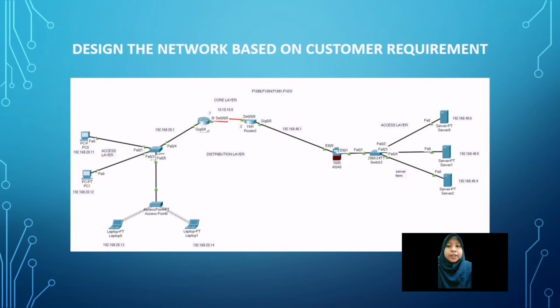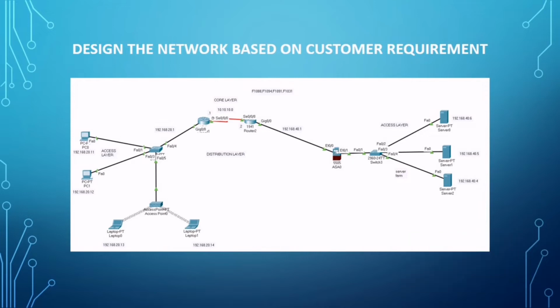Design, the core layer part, we use two routers. The first router will connect with a switch that is part of the distribution layer. The switch helps to connect to the PC and access point that have been configured with the laptop to the router. And another router will connect to the firewall ASA, which helps to keep the server farm safe from malicious attack. The firewall will be connected with a switch that combines three server farms in the access layer.